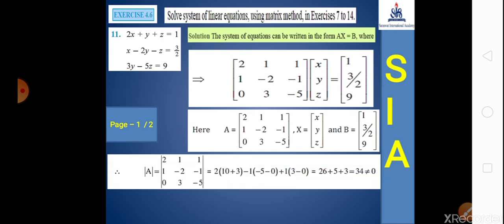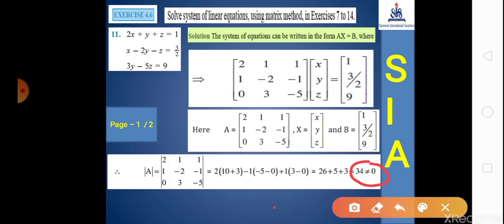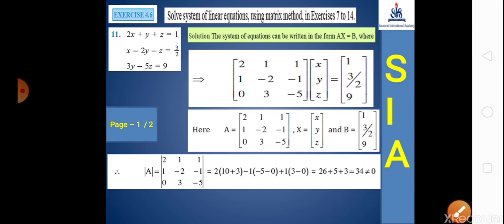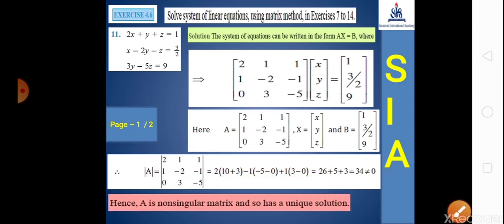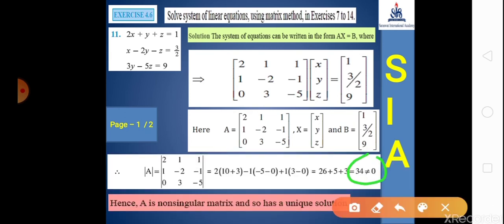Now move ahead, determinant of A, and the determinant of A is solved by our basic definition and check whether the answer is 0 or not. Yes, it is non-zero. So I just go solution-wise. Hence A is a non-singular matrix and so has a unique solution. Here a unique solution exists because the three planes here intersect at one common point only. This is important to check, it is non-zero.